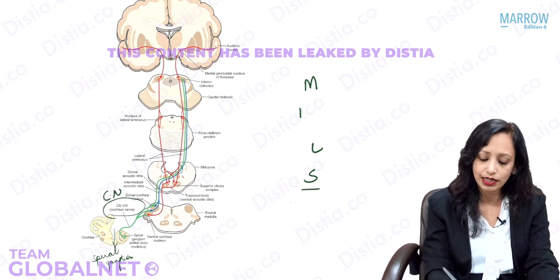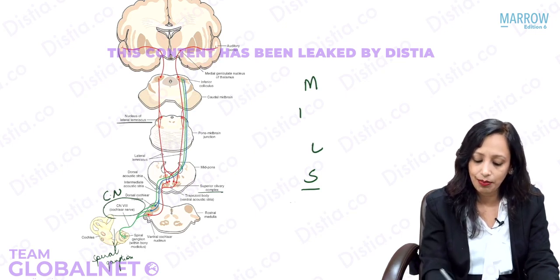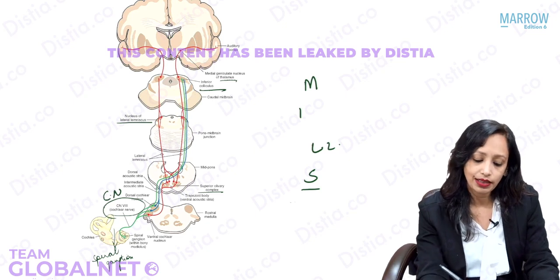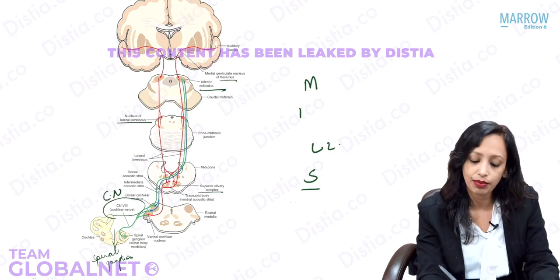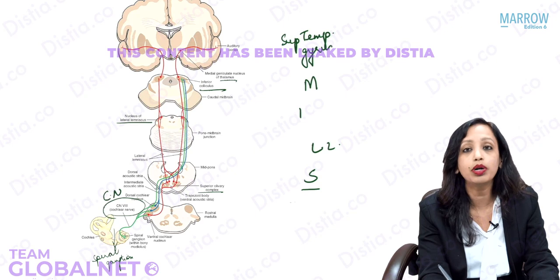From here the rest of the auditory pathway, first is S, that is the superior olivary complex. Next is L, that is the lateral lemniscus, the double L. Next is inferior colliculus, and next is medial geniculate body. And ultimately the sound reaches the auditory cortex, area number 41, that is the superior temporal gyrus, where the appreciation of sound occurs.